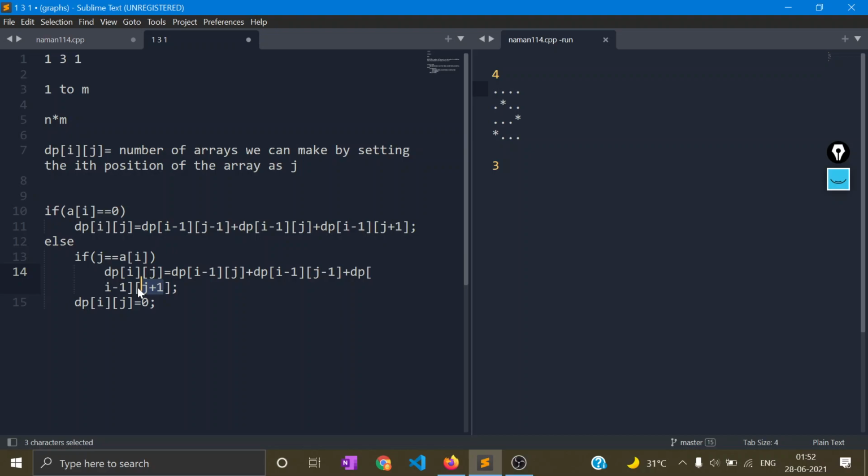Right. That is basically the state of our DP, right? And if j is equal to a[i], only then we would be doing this. Else, we would always be doing dp[i][j] equal to 0, because we can't change the j position. No matter what our previous state was, we would always be doing this.